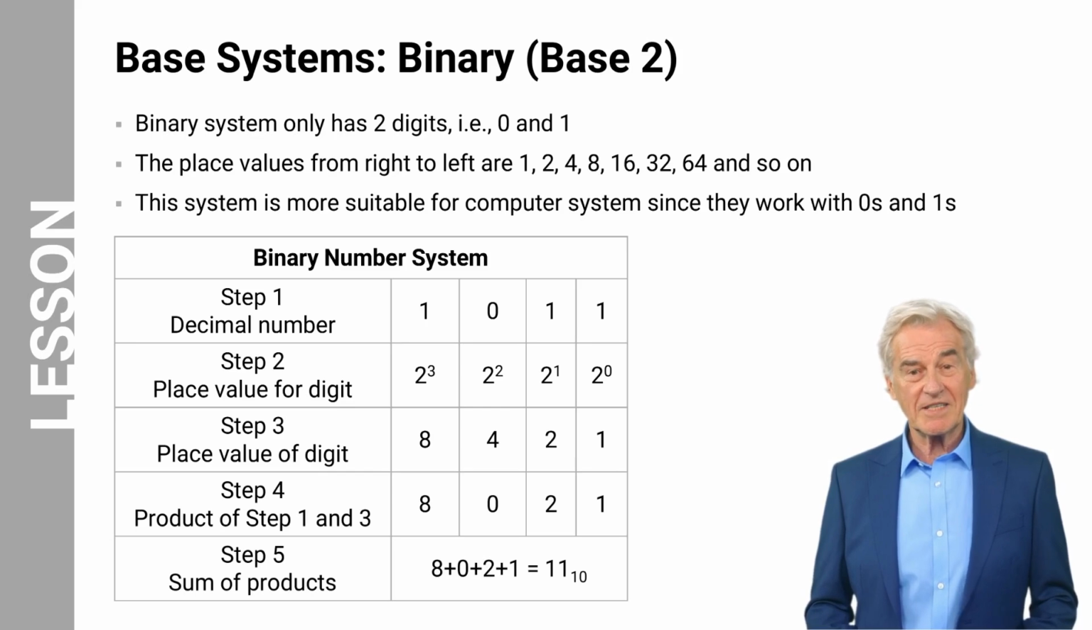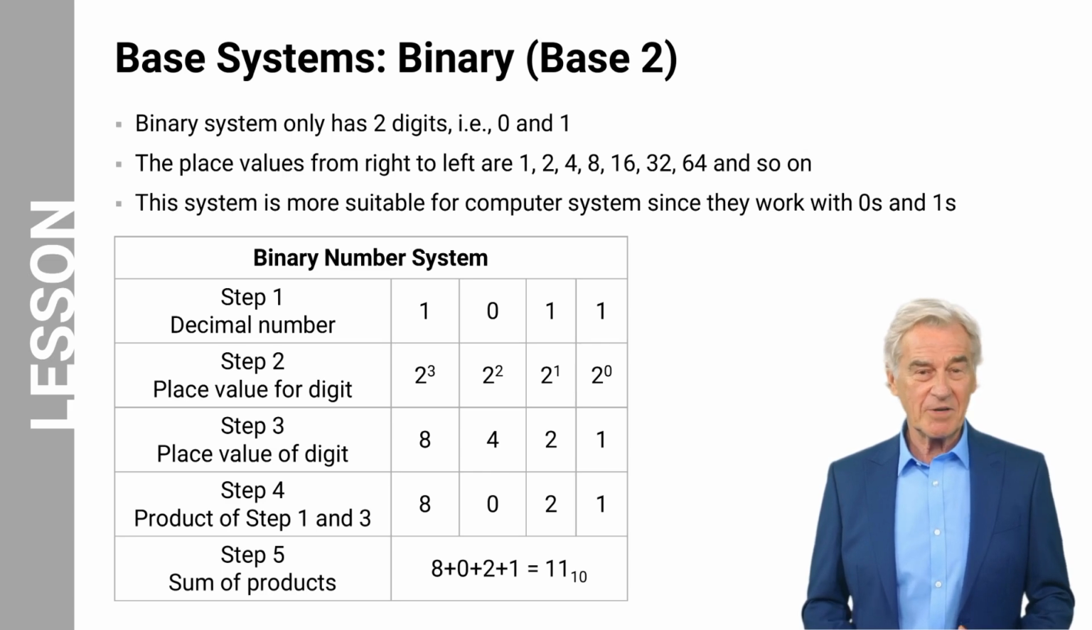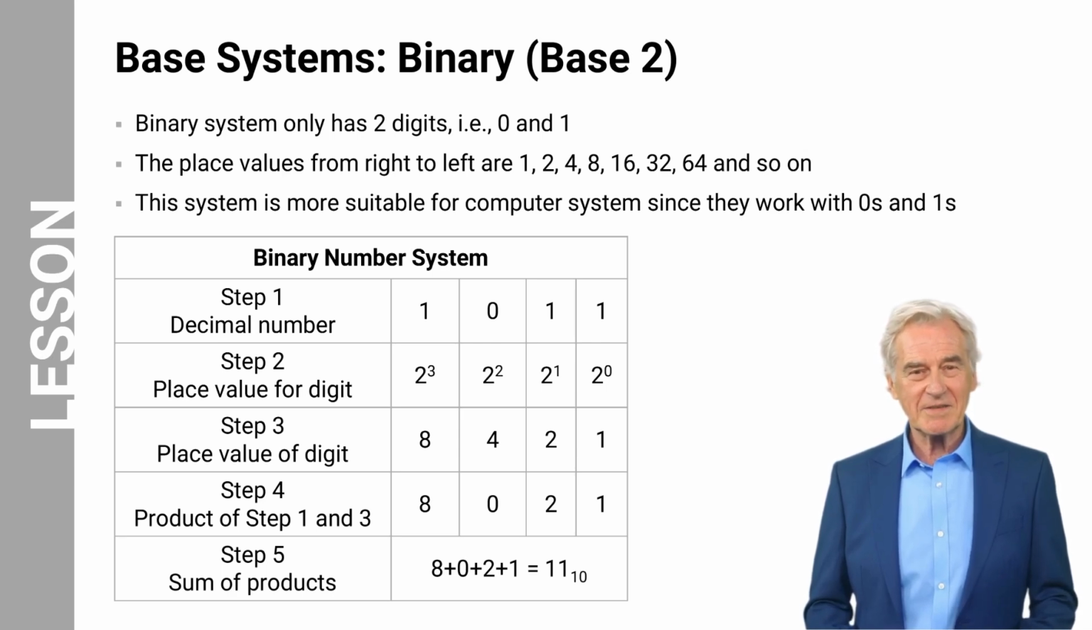Next, multiply each digit by its corresponding place value. 1 times 8 equals 8, 0 times 4 equals 0, 1 times 2 equals 2, and 1 times 1 equals 1. Finally, sum all products: 8 plus 0 plus 2 plus 1 to get 11 base 10 in decimal. Notice how the subscript 2 in 1011 base 2 indicates it's a binary number, while the result 11 base 10 shows it is in decimal form.